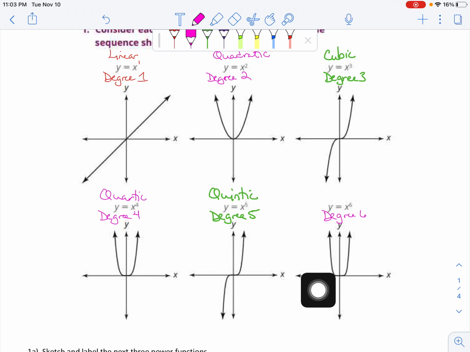And if you notice, 2, 4, and 6 are all even numbers. So these are all even degree functions. And your quintic and your cubic, degree 3 and degree 5, those are odd degree functions, which make that S shape, okay? So that's going to be really important for us to get to know what those curves look like in the power functions, okay?